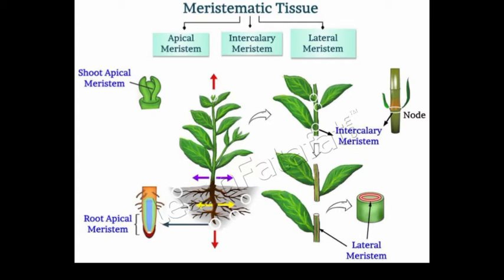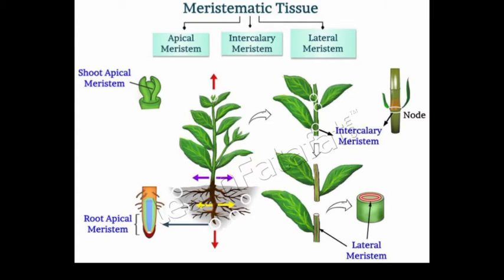Okay, here we talk about permanent tissue. Meristematic tissue is done with us. Okay, we have done it on the basis of their origin and on the basis of their location. And in permanent tissue, we divide permanent tissue in two forms: simple permanent tissue and complex permanent tissue.